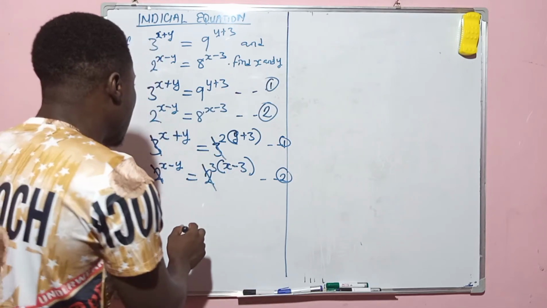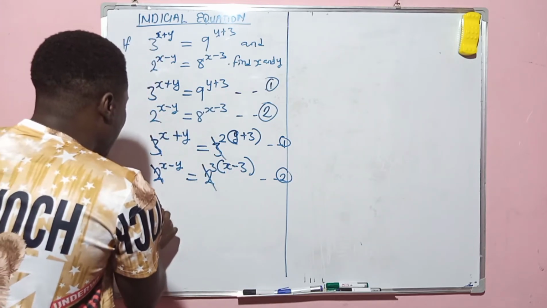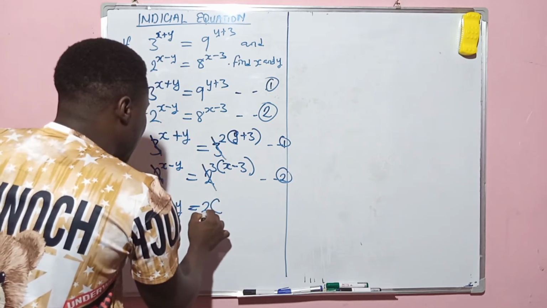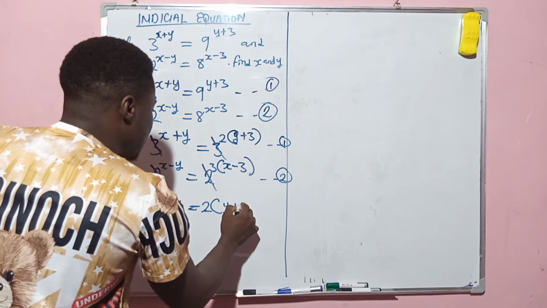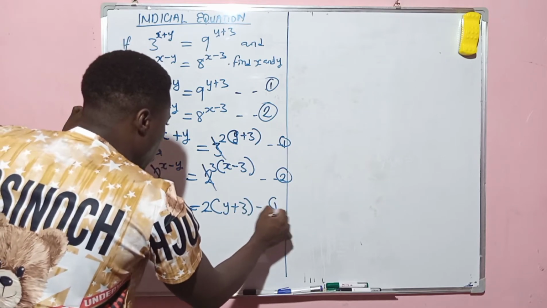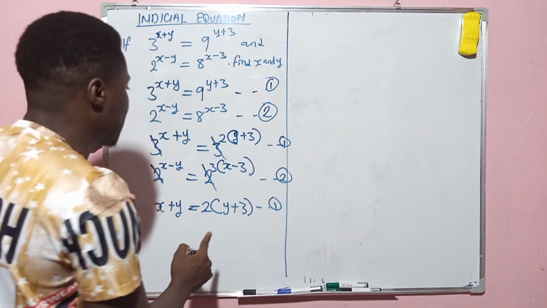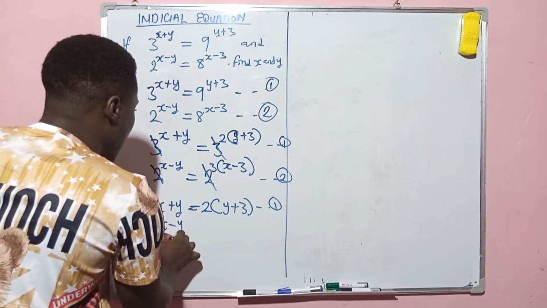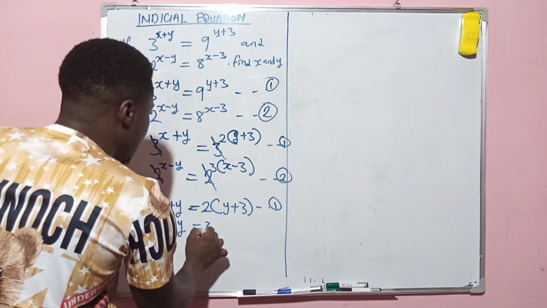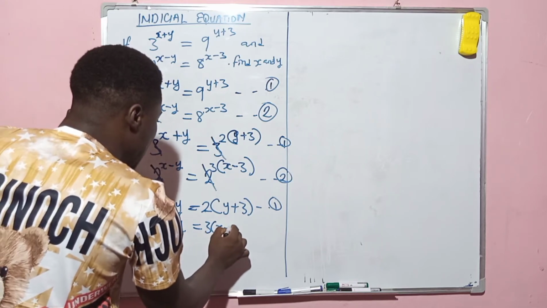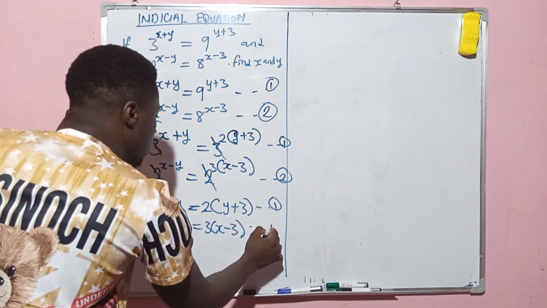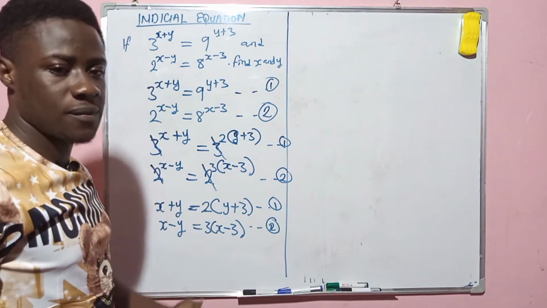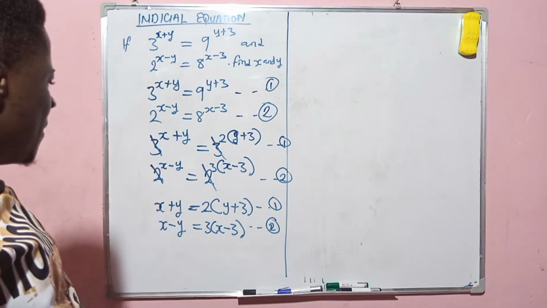Okay, for equation 1, I'm having the powers as x plus y equals 2 in bracket y plus 3. This is still my equation 1. That's for equation 1. Then for equation 2, I have x minus y equals 3 in bracket x minus 3. This is my equation 2. Now, I have these two equations. Automatically, they are trying to form a linear equation.